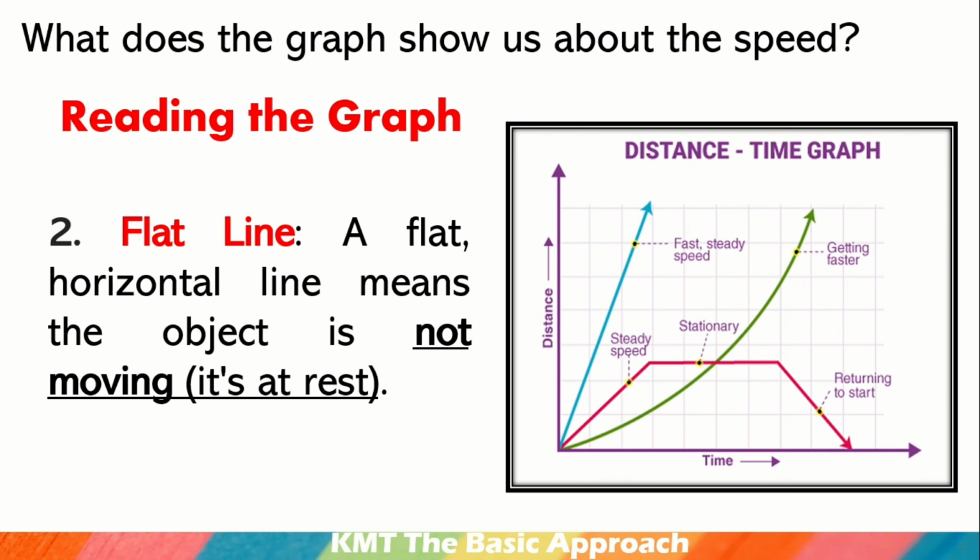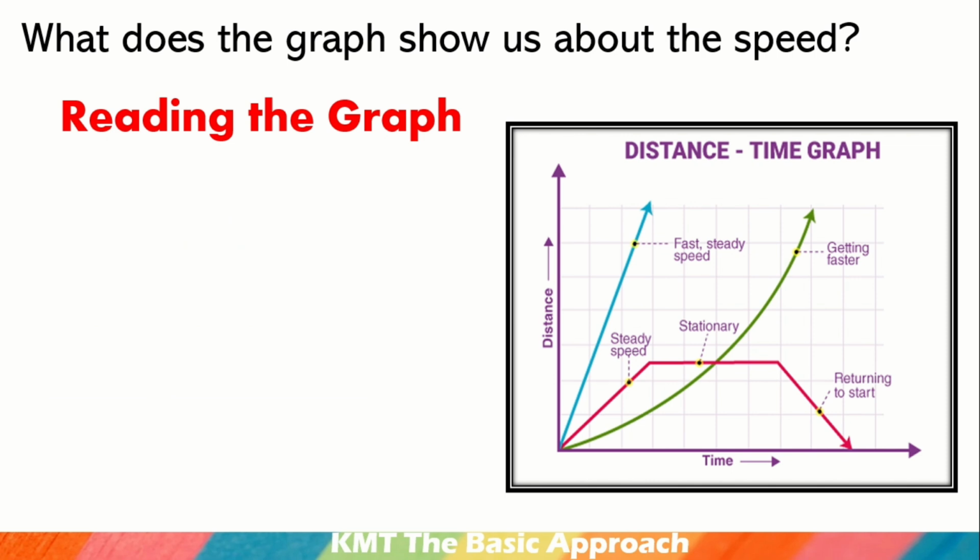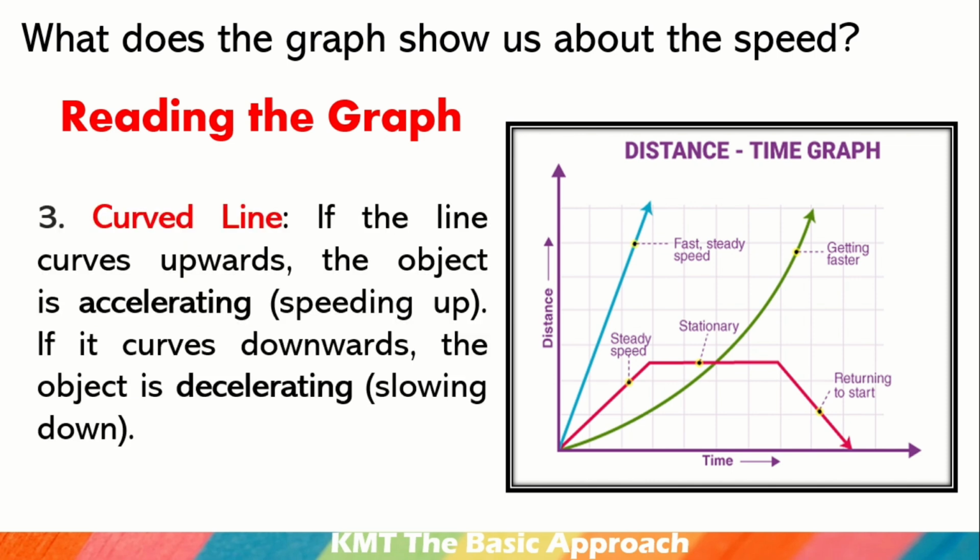Number 2, flat line. A flat horizontal line means the object is not moving, it is at rest. Number 3, curved line. If the line curves upwards, the object is accelerating or speeding up. If it curves downwards, the object is decelerating or slowing down.